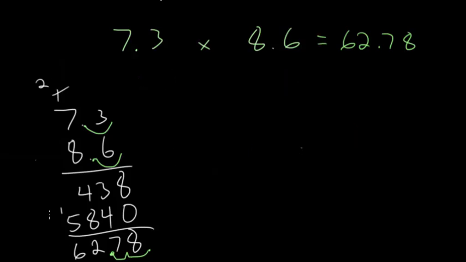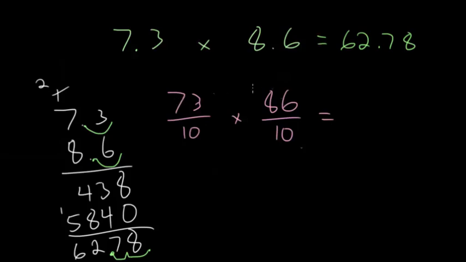So let's again make sense of this method, though, because like I mentioned before, we don't want to just blindly memorize putting it into columns, multiplying by ignoring the decimals, and then just counting up the places and adding that to the answer. So 7.3 you could think of as 73 tenths, and we're multiplying this by 8.6, which you could also think of as 86 tenths. So really, we're just multiplying 73 by 86, and at the end, dividing by 100.